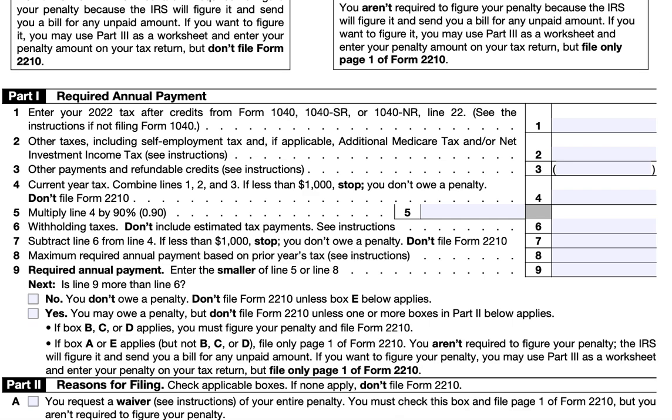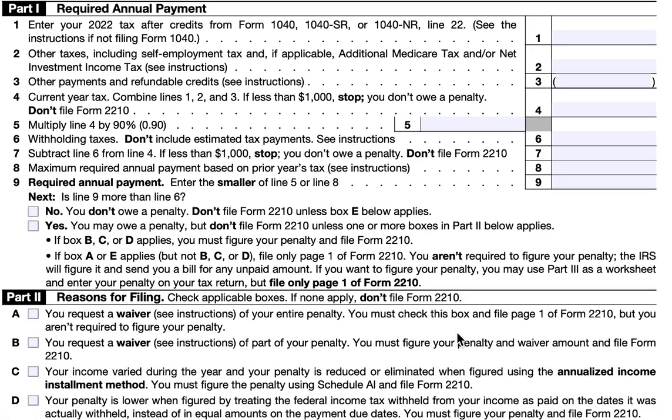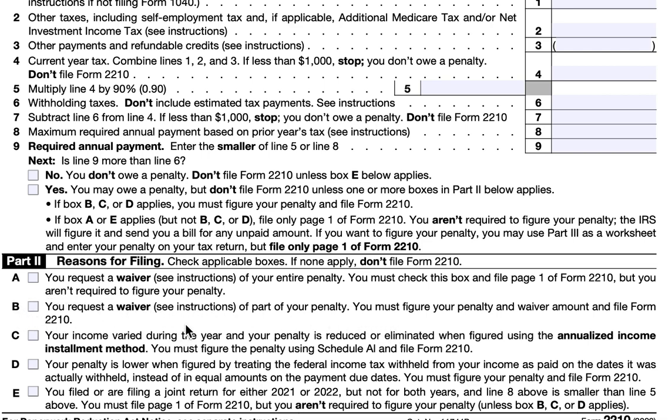As I mentioned, if you don't check box B, C, or D, then you don't need to calculate the penalty. If you're requesting a waiver, you do need to use this form. If your income varied during the year and your penalty is reduced or eliminated when you use the annualized income installment method, then you need to use this form to calculate it. There's a Schedule AI that you would complete to determine your penalty, if applicable, under the annualized income installment method. Then you would file that form because it might be to your favor.